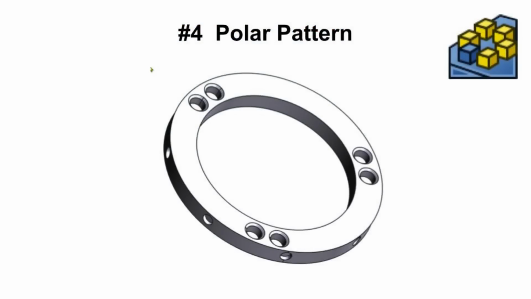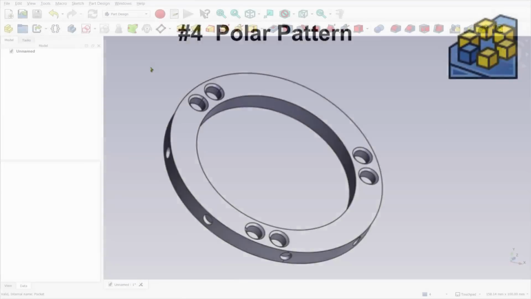Now let's take a look at the polar pattern. This again creates a repeating pattern of a body feature or features, but this time in degrees of an arc around an axis or a reference. Again, we can supply an occurrence, and they will be spaced evenly around the circle or arc. Let's create a simple model to demonstrate this.